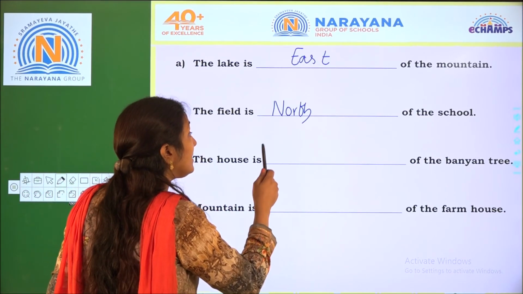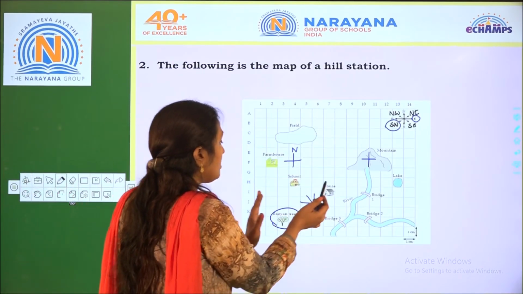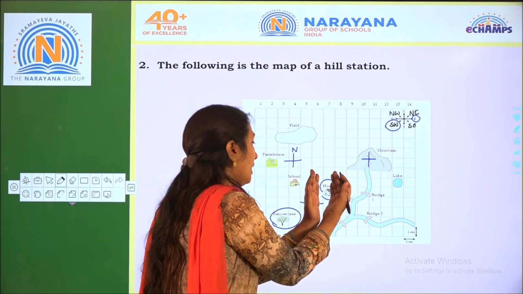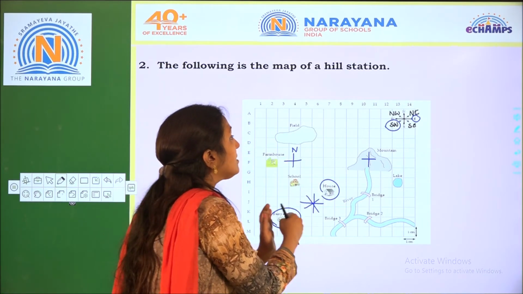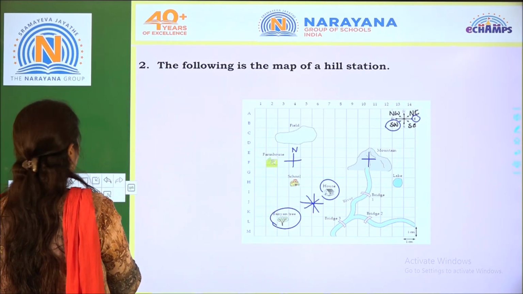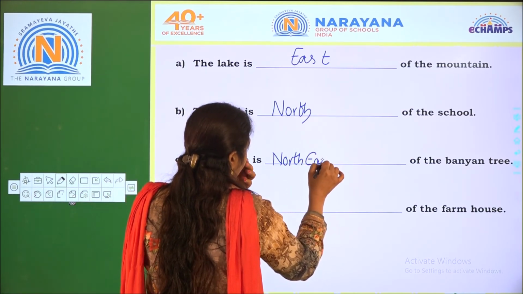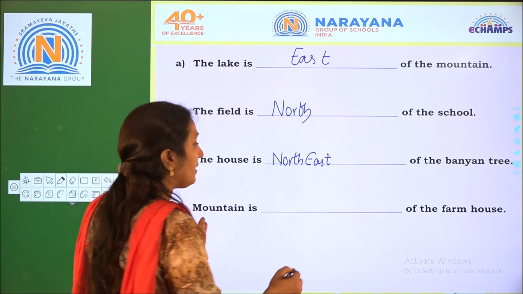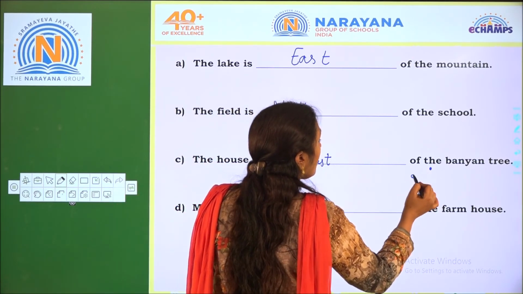So the house is dash of the banyan tree. Where is the banyan tree? Here. House, where is it? Here. Means northeast. And here the banyan tree is the southwest of the house. Like the house is the northeast of the banyan tree. We have to write the northeast. The house is northeast of the banyan tree.